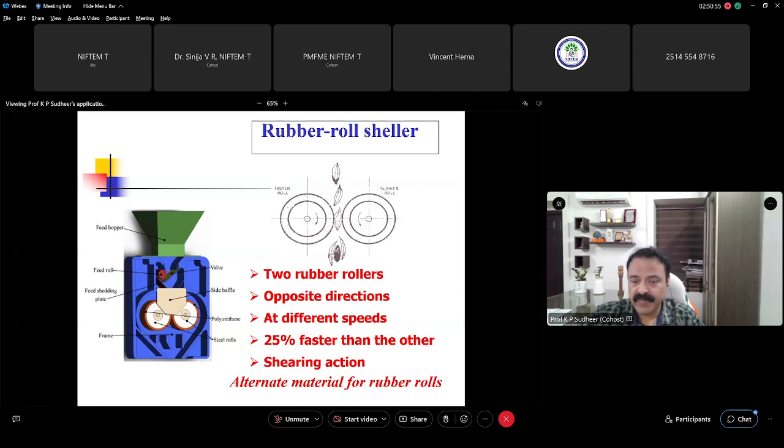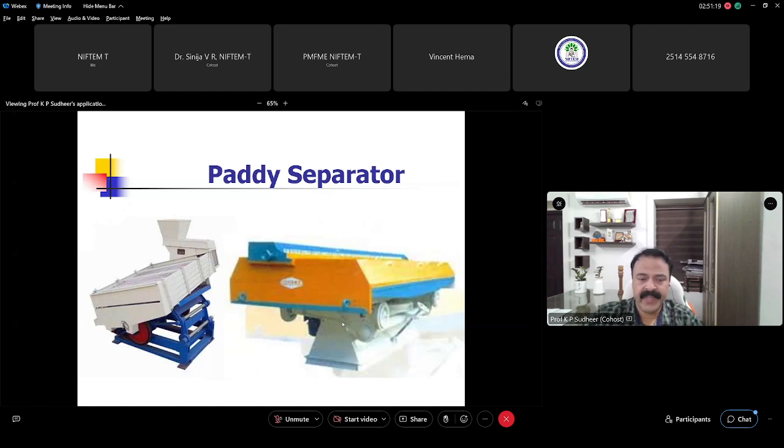So in this case, we get the husk separated and the bran separated in different zones. And therefore, we can effectively utilize this bran for bran oil, or for biscuit manufacturing, or any other products where the bran can be utilized. So in the rubber roll sheller, the two rubber rolls run in opposite directions, and because of the shearing action, we separate the husk from the paddy. And after this, the paddy is separated in the paddy separator.